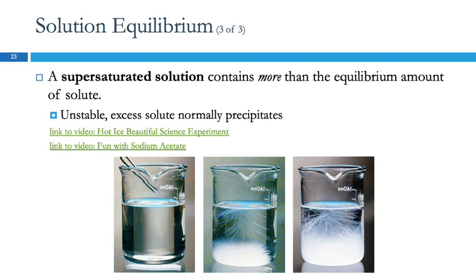Often students confuse supersaturated and saturated. The saturated solution is where you have the solution and you've got some of the solute just sitting on the bottom. Here, all of this solute is dissolved, but you've got more dissolved than is possible. How does that work? Well, solubility is temperature dependent.